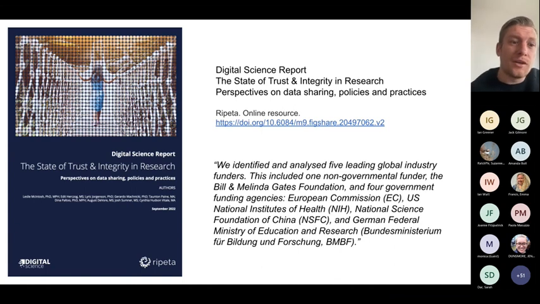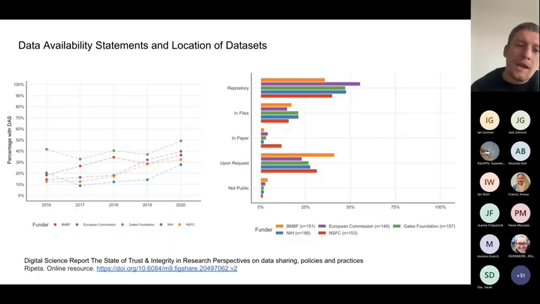And a sister organization of ours did a recent report on the state of trust and integrity in research. And they looked at data availability statements in research funded by 5 different funders here. So you've got Bill and Melinda Gates, NIH, Chinese Research Foundation, and a German funder as well. And what they found was, on the left-hand side graph, you can see that the Bill and Melinda Gates Foundation has gone from about 40% of papers to 50% of papers that have a data availability statement. That's 50% of the papers saying, within the paper, I have made my data available and you can find it here.